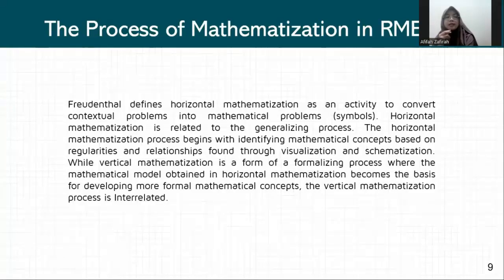And also, we want to know about student thinking. So it is called horizontal mathematization and vertical mathematization in realistic mathematics education. The horizontal mathematization process begins with identifying mathematical concepts based on regularities and relationships found through visualization and schematization, while vertical mathematization is a formalizing process where the mathematical model obtained in horizontal mathematization becomes the basis for developing more formal mathematical concepts.